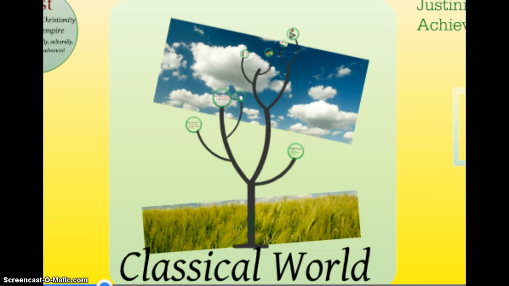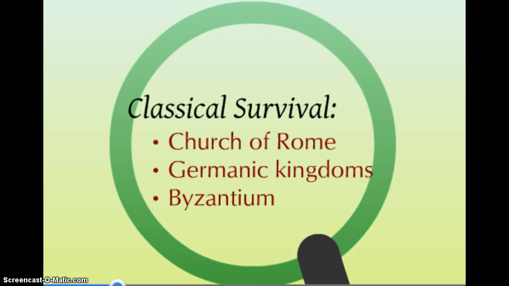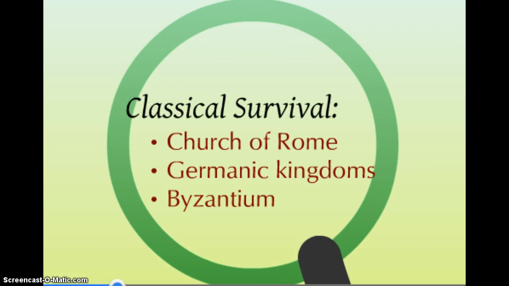So, the classical world. In the A column, classical world. So, here's what survived the fall of Rome. So, you have classical world. Now write in the B section a little heading, classical survival, or you can just write survived the fall. The Church of Rome survived the fall of Rome. Christianity, Roman Catholic Christianity, stayed.